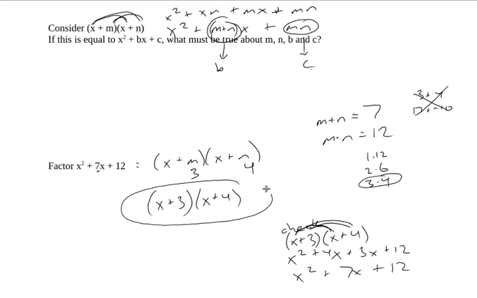But of course I'm trying to factor this, which means I need the last operation to be multiplication. And I also need each of these individual factors to be broken down as much as possible. And that's what's happened here. x plus 3 times x plus 4 is the factored form of this.